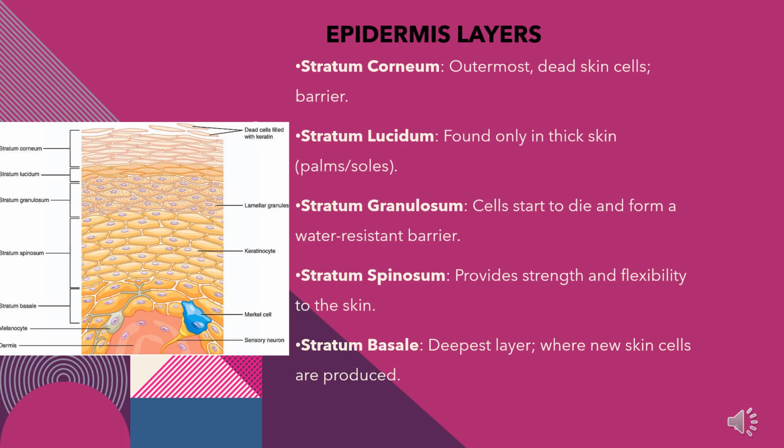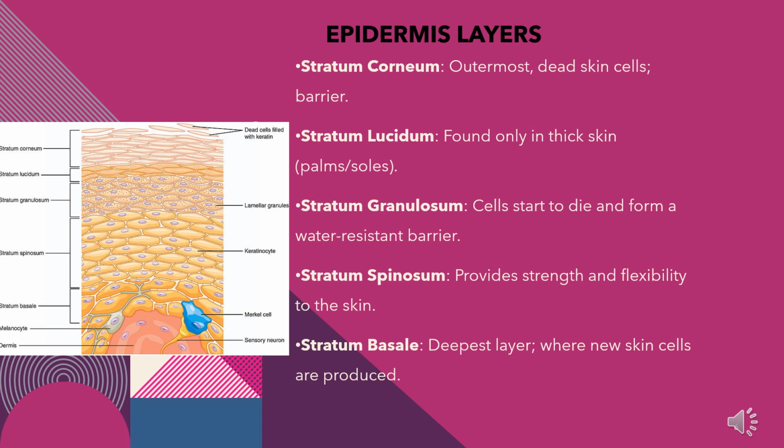Here comes the brief view of all three layers. Coming to the epidermis layer, as I already said, it comprises 5 layers. The stratum corneum is the outermost layer that comprises dead skin cells and it acts as a barrier. The second layer is stratum lucidum. It can be found only in thick skin like palms and soles.